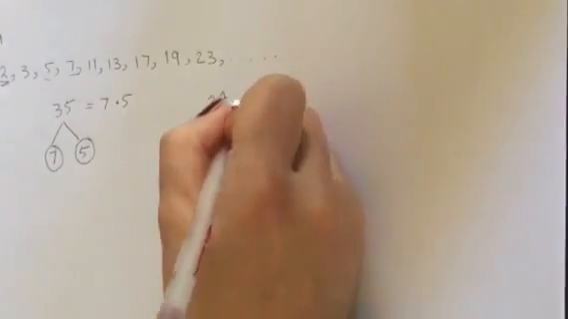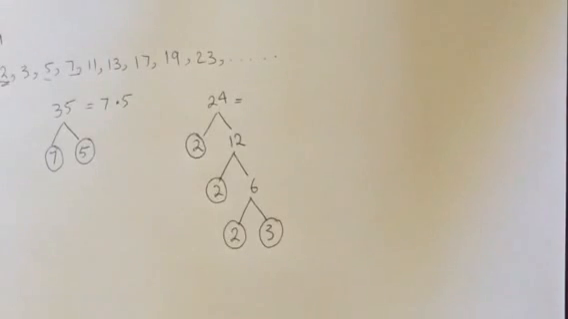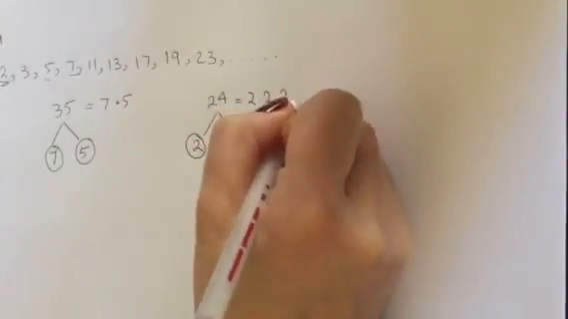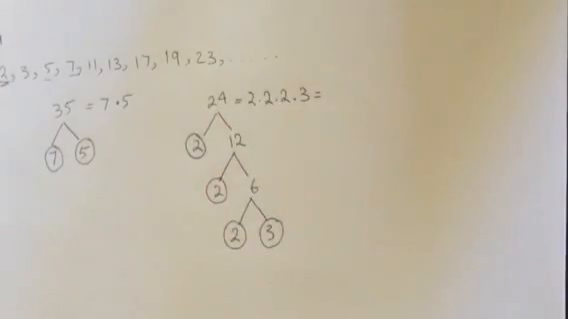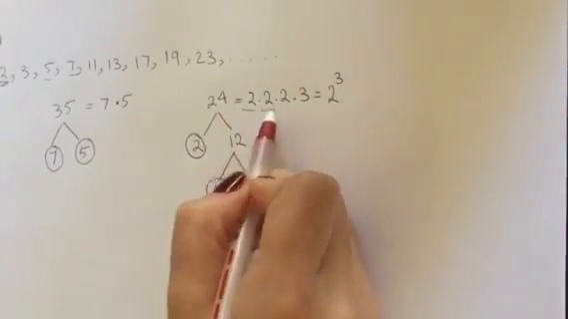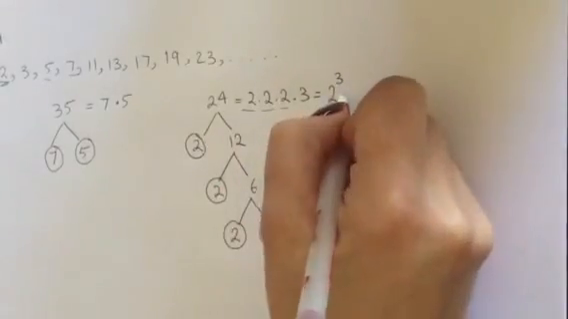And you can write down that number as the multiplication of those prime numbers, which is 2 times 2 times 2 times 3. So it's 2 times 2 times 2 times 3, or better to say, it's 2 to the power of 3 times 3, because I have 2 three times.